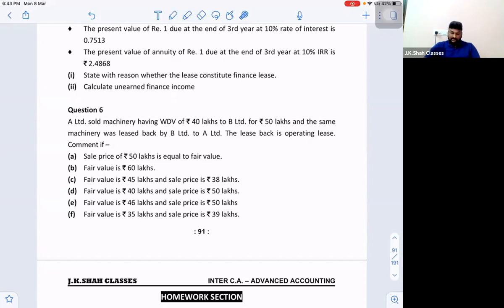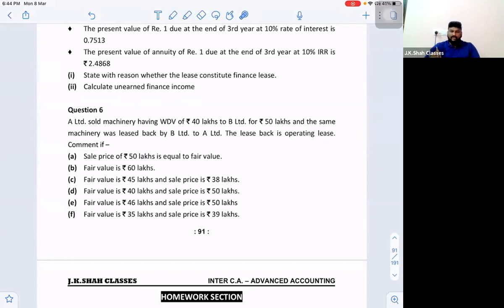Point number 1. If selling price is 50 lakh rupees, which is equal to fair value, so your profit over here will be what? 50 lakh sold, 40 lakh WDV, 10 lakh rupees profit. Can this profit be amortized? Sir, technically no, because fair value and selling price is same. So amortization cannot come.